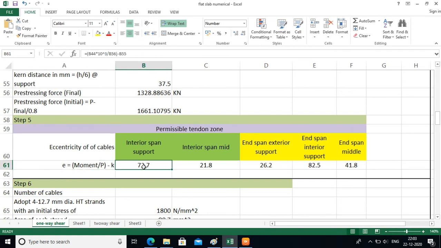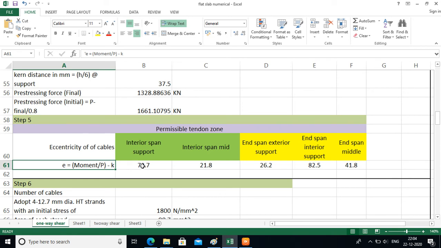Okay, so the moment value we already have for the interior span. For the prestressing force value, see here, B56, we have used the final prestress value, because this formula is based on the final stress diagram.